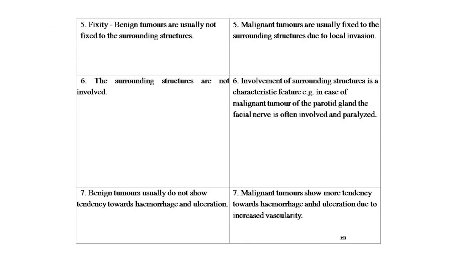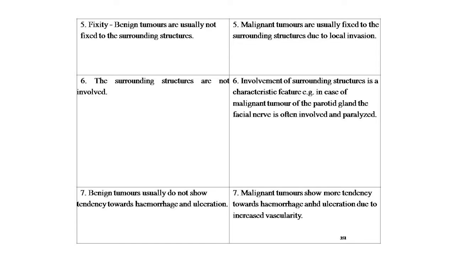And fifth point is the fixity. Benign tumors are usually not fixed to the surrounding structures, and the malignant tumors are usually fixed to the surrounding structures due to the local invasion. And sixth point, in the benign, the surrounding structures are not involved, and in the malignant tumors, involvement of the surrounding structures is a characteristic feature. That is, in case of the malignant tumors of the parotid gland, the facial nerve is often involved and paralyzed.